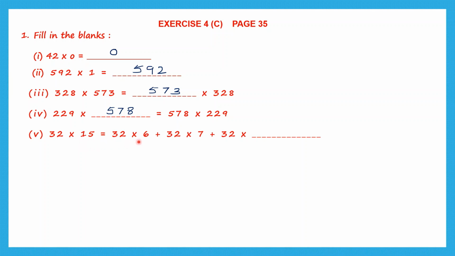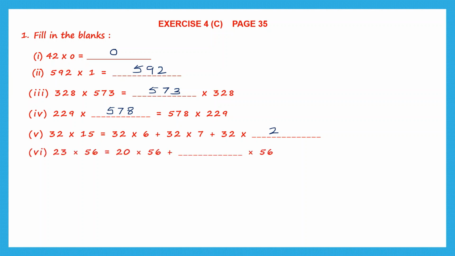So let's add up these numbers. It says 6 plus 7, so 6 plus 7 is 13. 13 plus what will give us 15? 13 plus 2. 13 plus 2 is 15. So the answer here is 2. So here we have distributed this number.